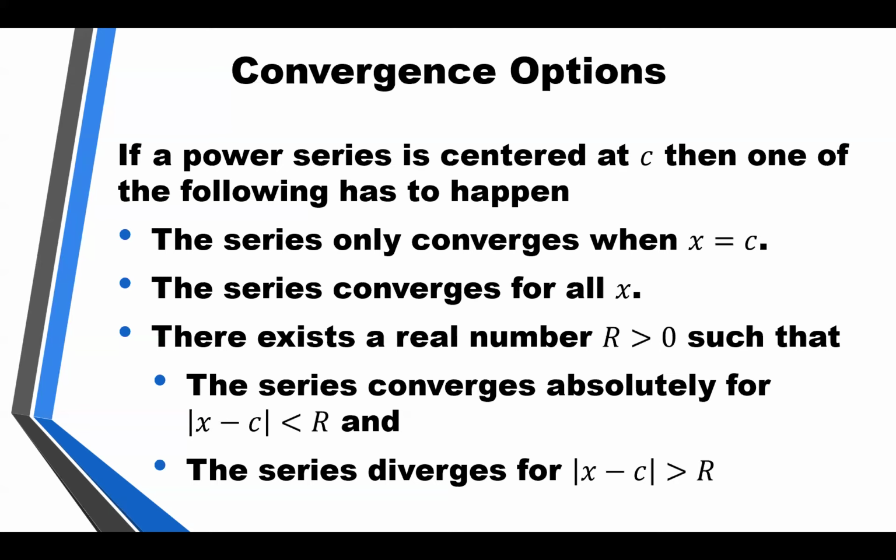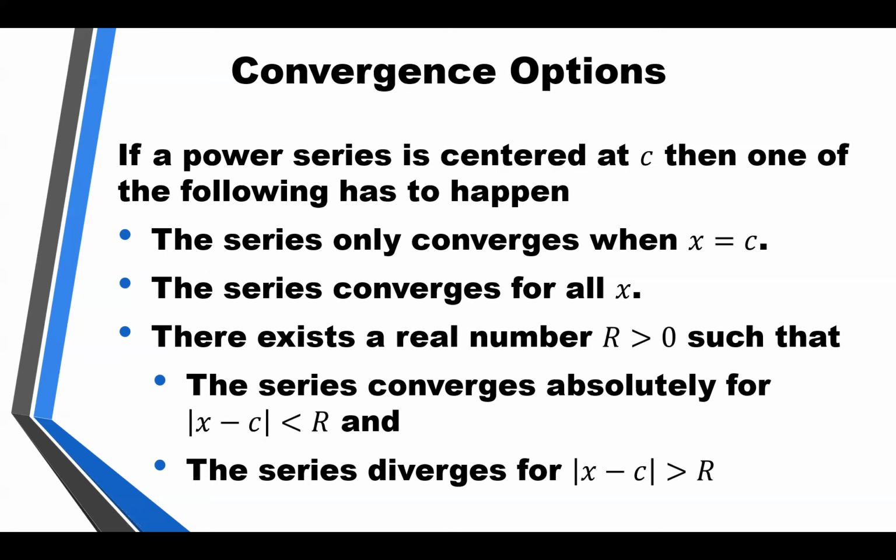But basically what this means is the power series converges for certain intervals and it diverges outside of that interval, specifically an interval. So this third option is saying there's some interval out there where the series converges, and outside of that interval, the series diverges. We call that the interval of convergence.